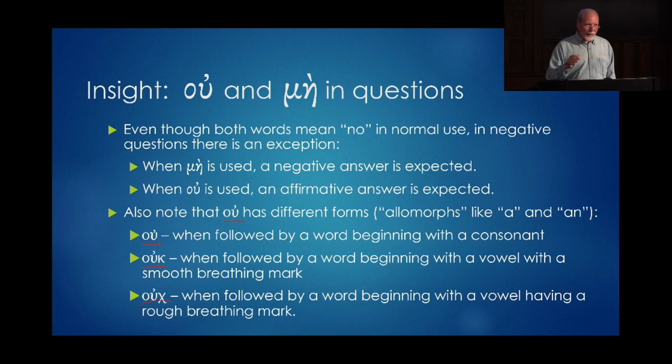This is like a and an in English. We might say a table. Go bring me a table. And it could be any table. It's not specific, a. But if we say bring me an apple, well, apple starts with a vowel, and so we add the n to the a. It's still indefinite. And if I said the apple, or the table, now we're talking about a specific thing. We'll talk more about that in a few weeks too. But οὐ doesn't always look like οὐ, sometimes it's οὐκ or οὐχ. Okay?